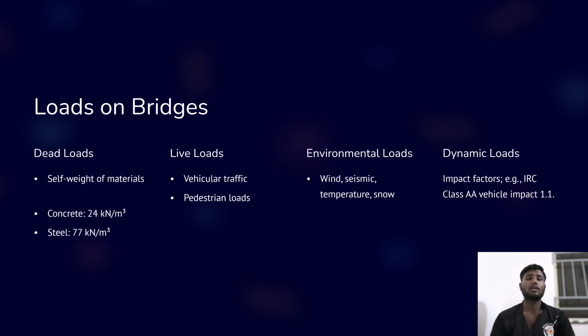Next one is live load, which includes vehicular traffic and pedestrian load. What is vehicle live load? All the cars moving on that particular bridge are considered as live load. And pedestrian load means all the humans and so on applying load on it. Like in some areas, heavy trucks and population are more.